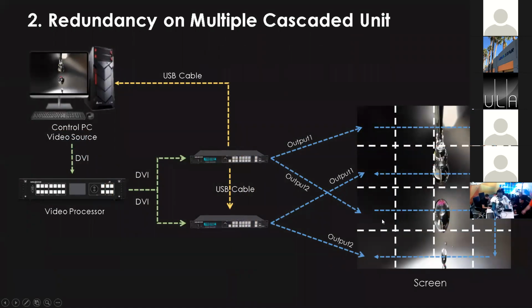And the second method is redundancy on multiple cascaded units. We can see all units are cascaded with USB, and the hardware connection shows as this. We can see a USB cable from the PC to the first controller, and one more USB to the second controller. And for the video source, this green cable goes from the PC to the processor, to confirm both controllers have received exactly the same video source.